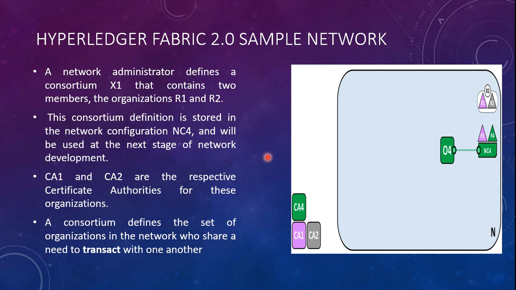So we are seeing here how the Hyperledger Fabric sample network is being developed. We have R1 and R2, two organizations which have a need to transact with each other. So they are part of a consortium here. R4 is an organization which started the network and is part of the administrator here. An ordering service O4 is available as part of the network configuration. Each of the organizations has its own certificate authority respectively.